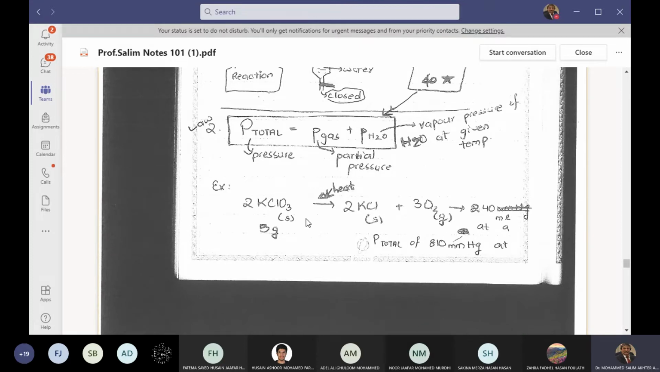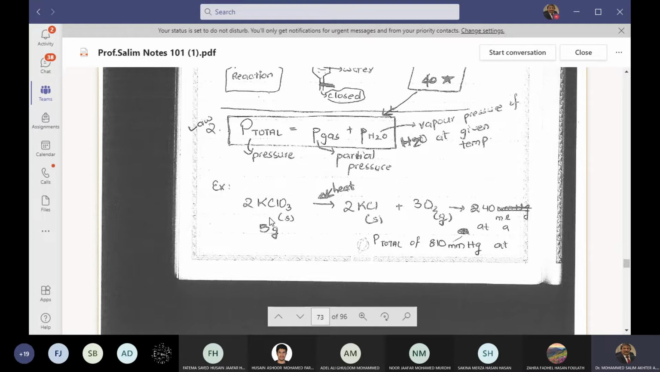I am doing this example based on Dalton's law number 2. This example is very important, yani mawjood. This is your equation. Again, I want you to understand the question first.